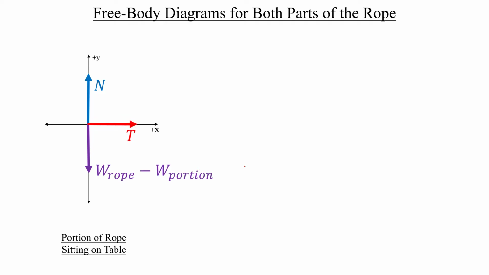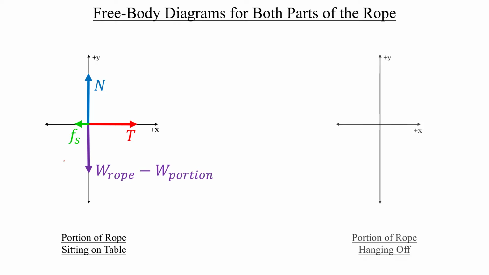And that force, that pull, is going to be represented by tension here. And since the overall motion of the rope is to try to pull the rest over the side of the table to the right, there's going to be the force of static friction acting in the opposite direction here. And that is it for all the forces acting on the part of the rope that's still sitting on the table. Now what about the part of the rope that's hanging over?